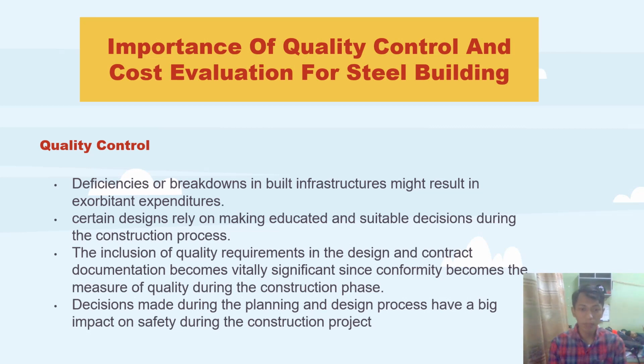Decisions made during the planning and design process have a big impact on safety during the construction project. Some design or building plans are intrinsically difficult and risky to implement, whereas other similar ideas may lower the risk of accidents significantly. For example, during road repair, a clear separation of traffic from construction zones can considerably reduce the risk of unintentional collision.